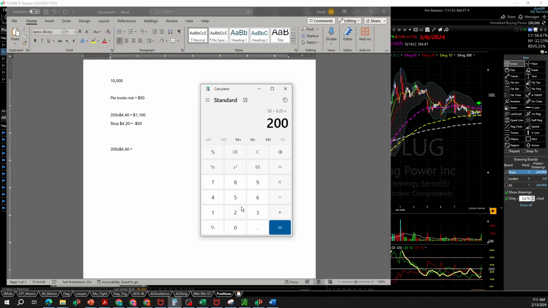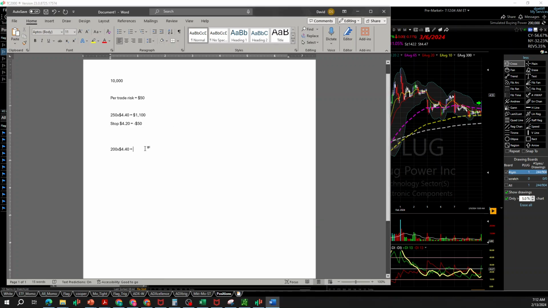This is what calculators are for, right? I'm a product of the public school system, so I have my calculator out quite often. So instead of $1,100, I'm only able to put $880 into that trade. And if my stop is at 415, which is about 5 cents lower, then I'm going to lose $50 if I get stopped out.